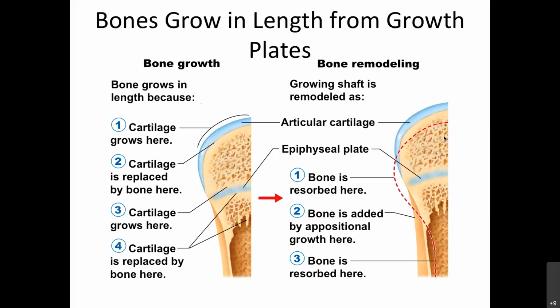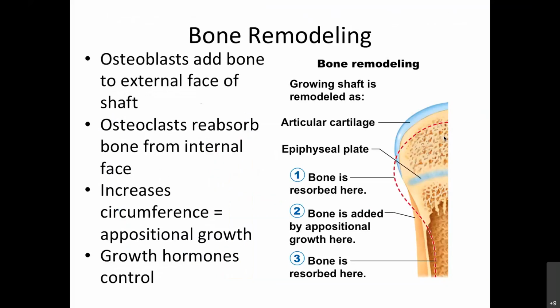Our bones, we say our bones are getting stronger. They're becoming thicker. And this we call appositional growth. Okay? So again, in bone remodeling, osteoblasts are going to add bone to the external face, and osteoclasts are going to reabsorb bone or destroy bone, take it away from the internal side. And in this way, we're going to increase the circumference. And this process can also be impacted by growth hormones.